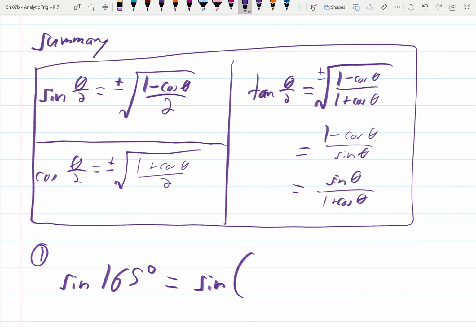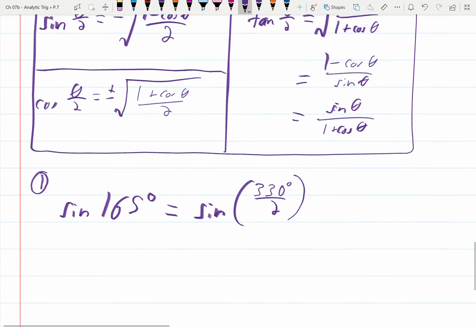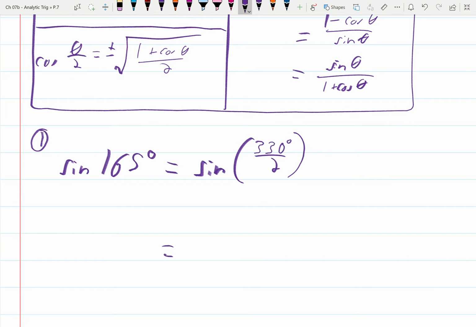What's double 165? 330. 330 is a friend. It's an angle you know. It's a happy angle. We're going to use the sine of 330 over 2 to make it become something we can work with. Now, substitute the sine half-angle identity we just did. We're going to put the plus or minus in because I'll make that determination at the end. I don't want to overload my brain. And I'm going to do 1 minus the cosine of 330 degrees over 2.